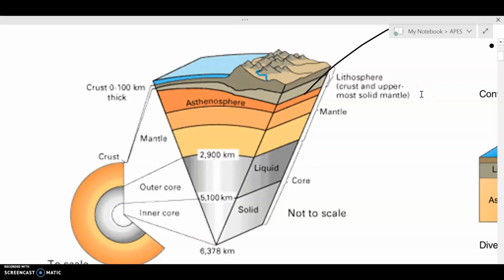So right above the mantle, we have the lithosphere. And the lithosphere is made up of the crust and the uppermost solid mantle. So pretty much the crust is closest to the surface of the Earth.